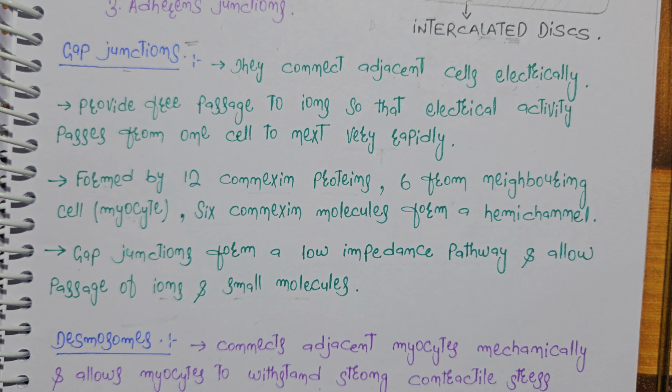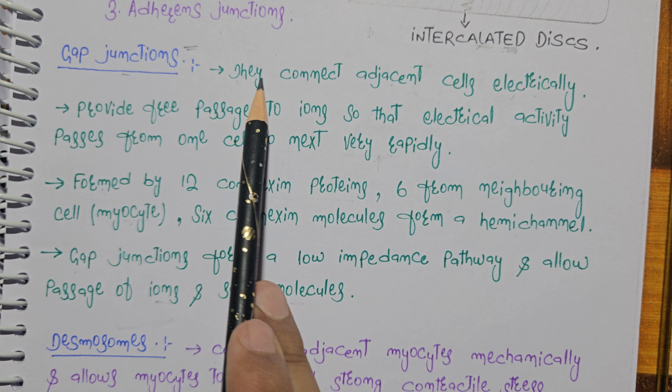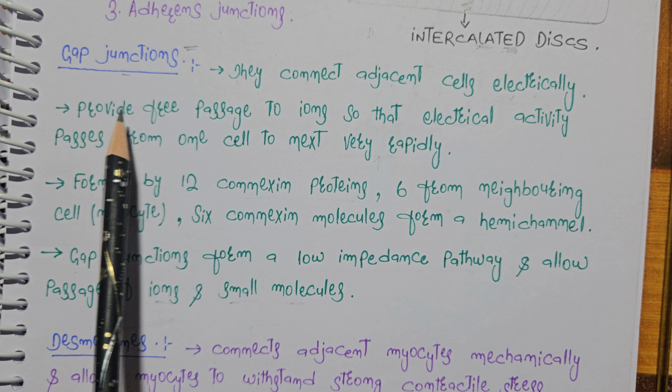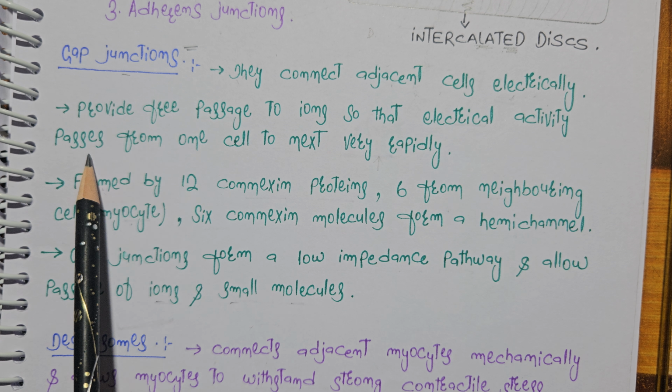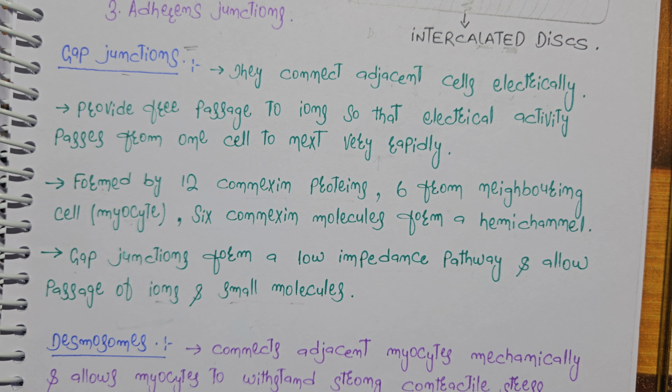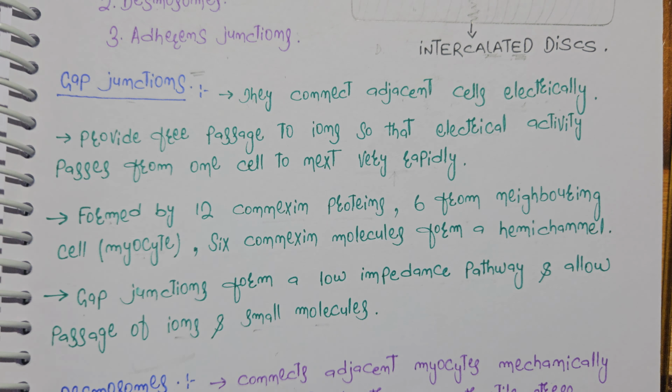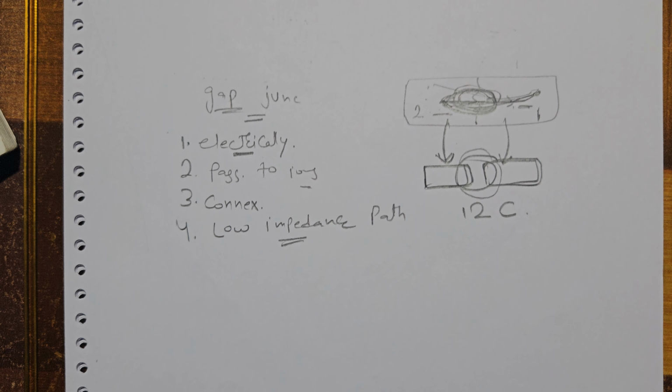Now the theory part of gap junctions: they connect adjacent cells electrically. They provide free passage of ions so that electric activity passes from one cell to the next cell very rapidly. They are formed by 12 connexin proteins, 6 from each neighboring cell. Clear? Gap junctions form a low impedance pathway and allow passage of ions and small molecules. So this was about the first junctional complex, that is gap junctions.